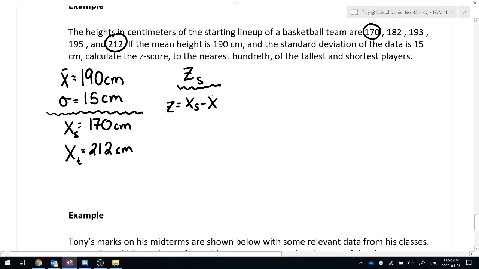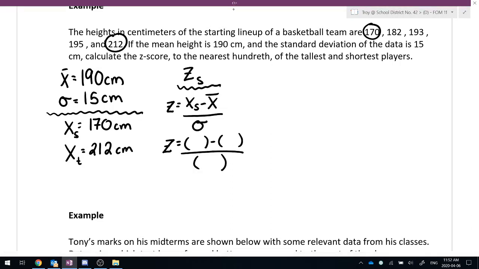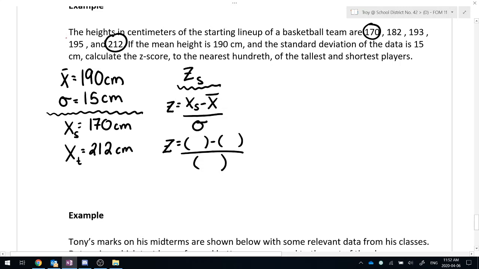And of course, X is going to be XS in this case because we're taking a look at the shortest player. So all we have to do now is make our substitutions. Right, so in this case, XS is 170 centimeters. X bar is the average, which is 190 centimeters, and our standard deviation, of course, is 15. So in this case, we'll get a Z score.